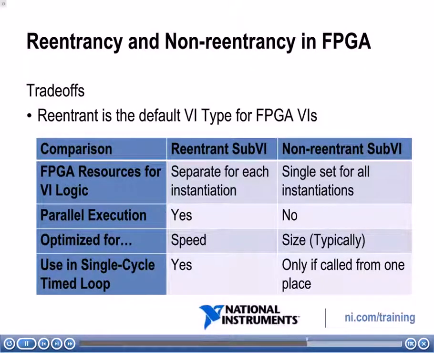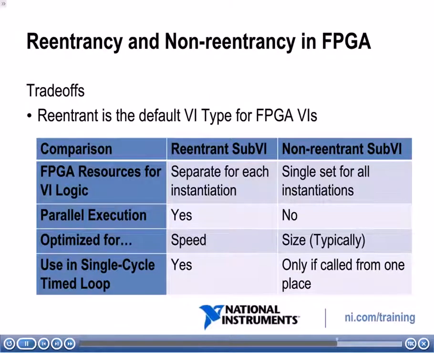Now let's take a look at parallel execution. If you have a re-entrant Sub VI, all those Sub VIs, because they're implemented multiple times on the FPGA chip, are going to be running truly in parallel. For a non-reentrant Sub VI, because there's only one implementation of it on the FPGA chip, it won't be able to run in parallel. So if we were to generalize, a re-entrant Sub VI will be optimized more for speed because of that parallel execution, and a non-reentrant Sub VI is typically more optimized for size.